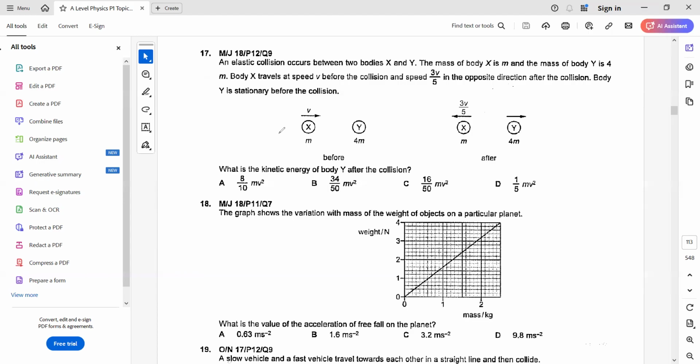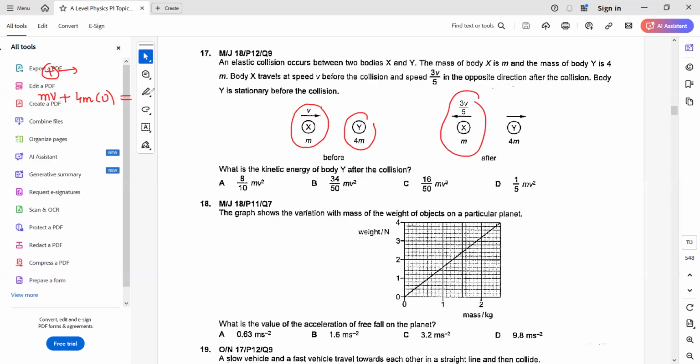Okay. So it says an elastic collision occurs, right? So these are going to collide elastically, and this is stationary. That means if I apply momentum conservation and I'm taking this as positive, so that would be mv plus 4m into 0, right? Is equal to. So now they're separating, right? So momentum conservation is still valid. So this is the equation here.